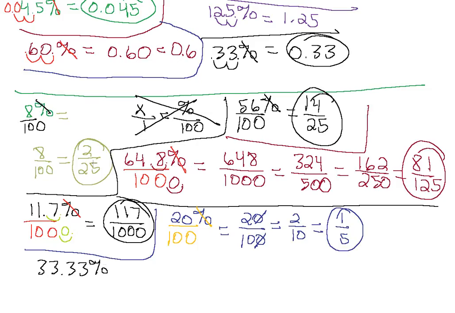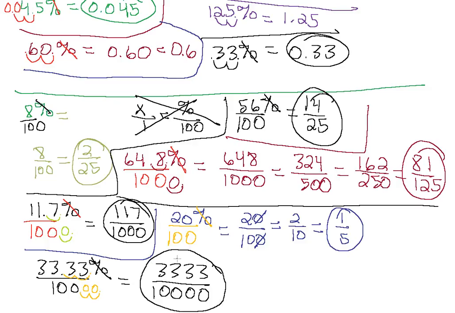Let's say we have 33.33%. Okay, all we do is simply cancel out our percent sign and write our number over 100. Okay, now on this one we have 2 decimal places, so we're going to move the decimal 2 spots to the right, so we have a whole number in the top, and do the same in the denominator, 2 spots to the right. Add our zeros in as our placeholders. This will give us 3,333 over 10,000.